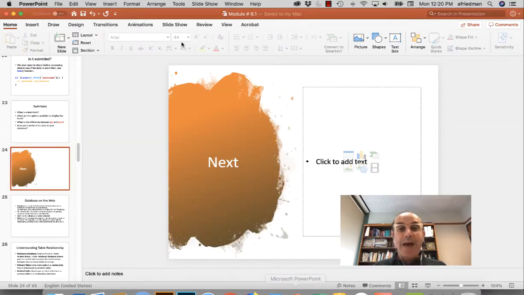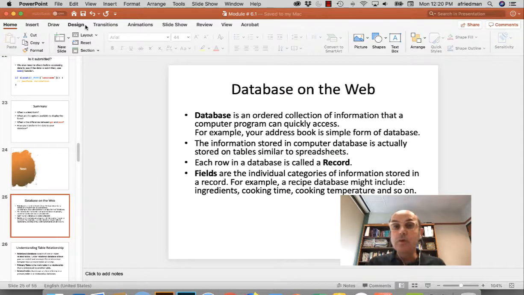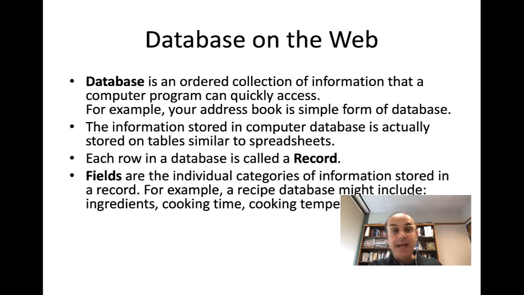I want to go back to the idea of the connection between the database and your application or your website. The database, as I have not defined yet, is the ability to store your information. For example, your address book is a form of database, and each row in the database is called a record, and a field is an individual category of information stored in the record.